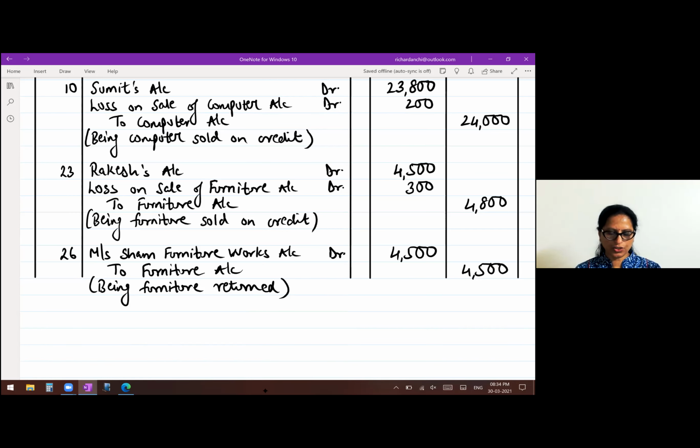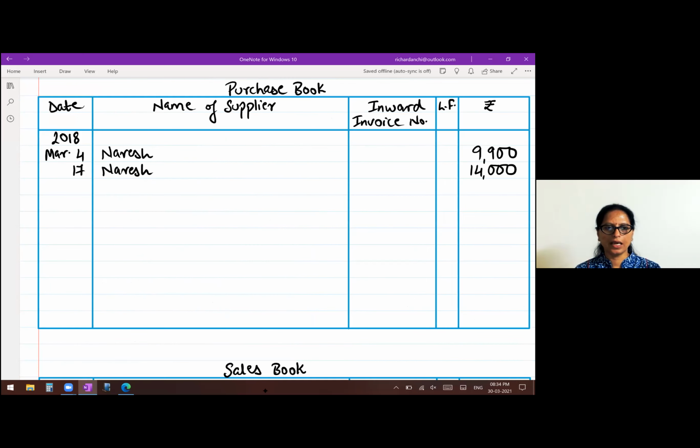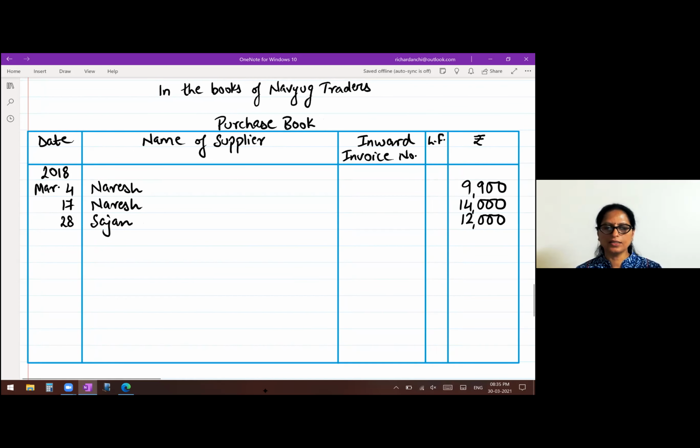The last transaction on the 28th, Sargent executed our order dated 12th March 2018. Okay, so see there, 12th transaction, placed an order with Sargent for goods. That means we were purchasing from him. So take your purchase book, write the date as 28, name of the supplier, Sargent. We had placed an order for goods of 12,000. So we write the amount as 12,000. So we have finished with entering all the transactions.